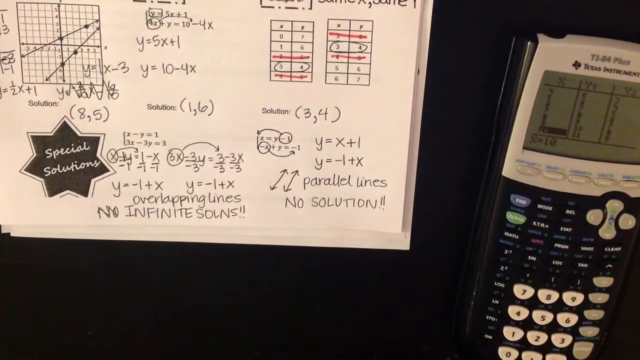All right, now you're going to look at direct variation and some more equations of lines to finish out category 3.